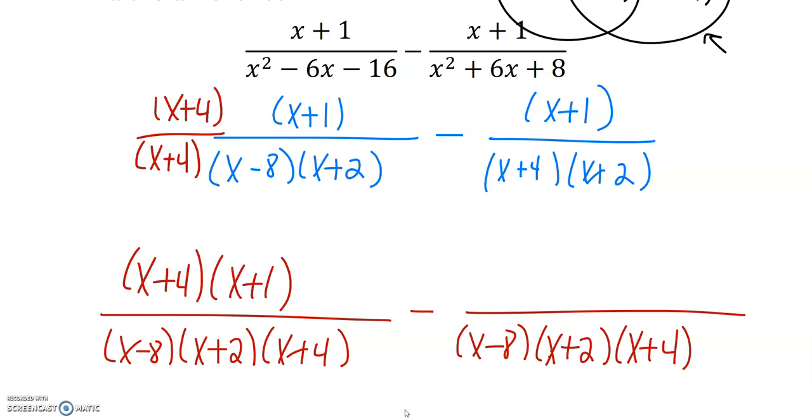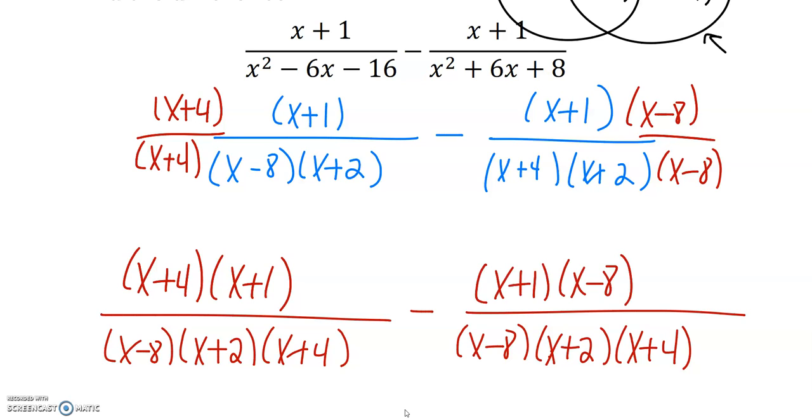And then we look at our right function. We say, what is it missing? Well, it's missing an x minus 8. So we want an x minus 8 on that one. So we go x minus 8 over x minus 8. So we end up on the top with x plus 1 times x minus 8.